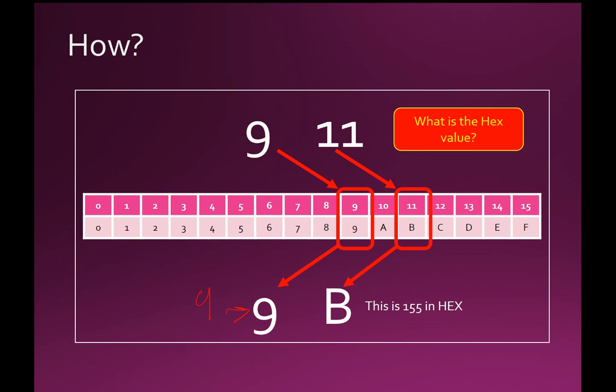Okay, what is the 11th character in the table? B. And as you can see, I've just done it down there. So my actual 155, converted to hex, would be 9B.